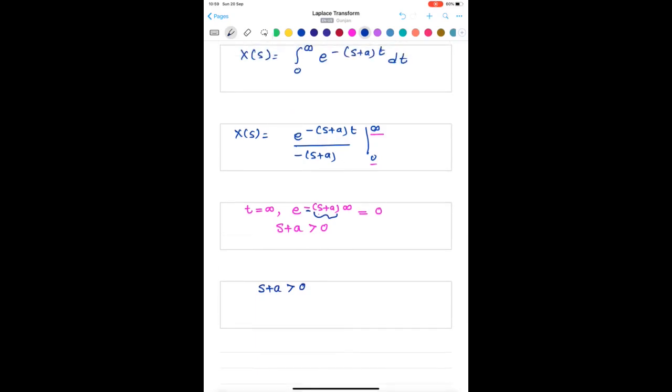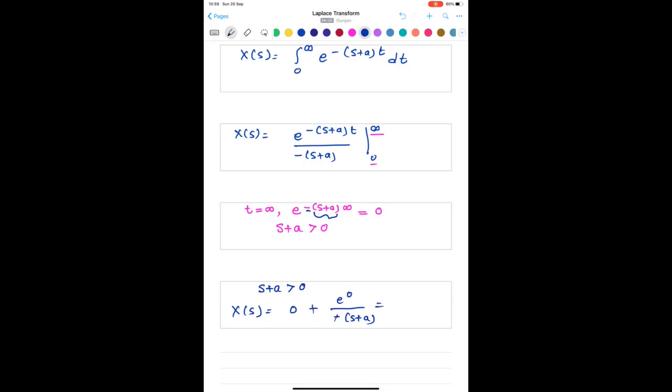So this is your region of convergence. Now when you put the upper limit with this condition, you have x of s equals to 0, and then there will be a minus here, and then e raised to the power 0.